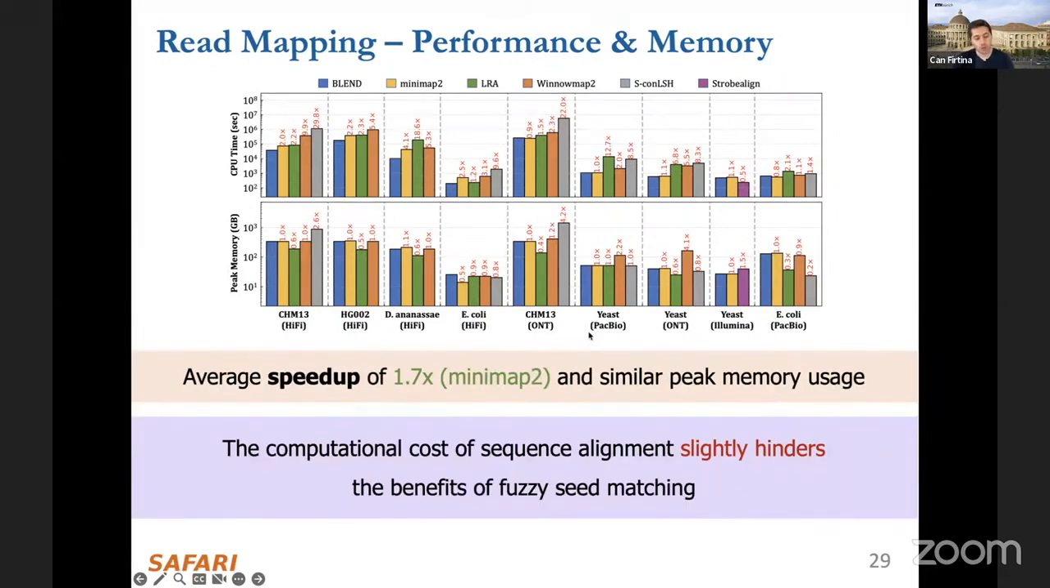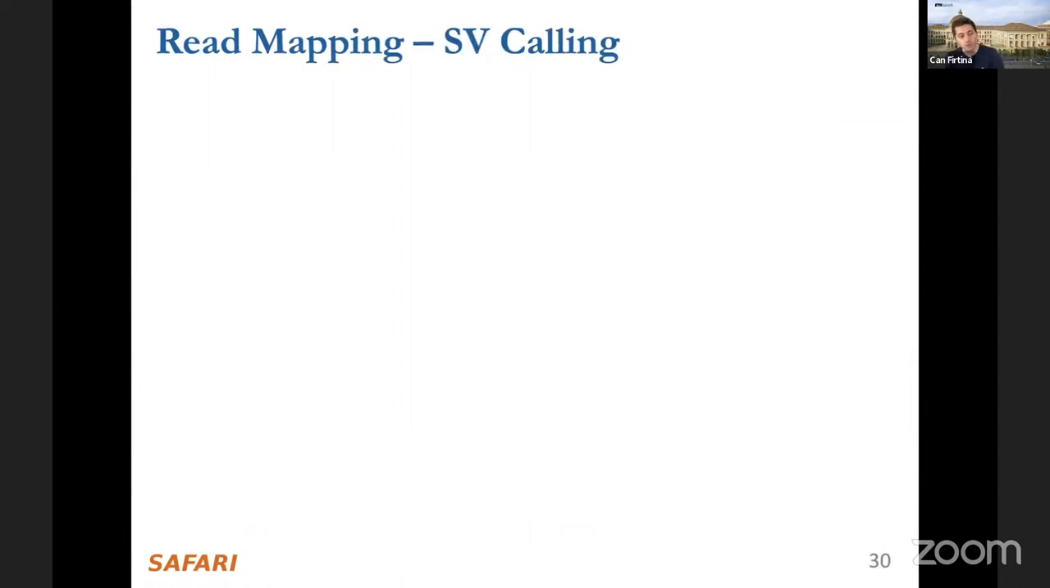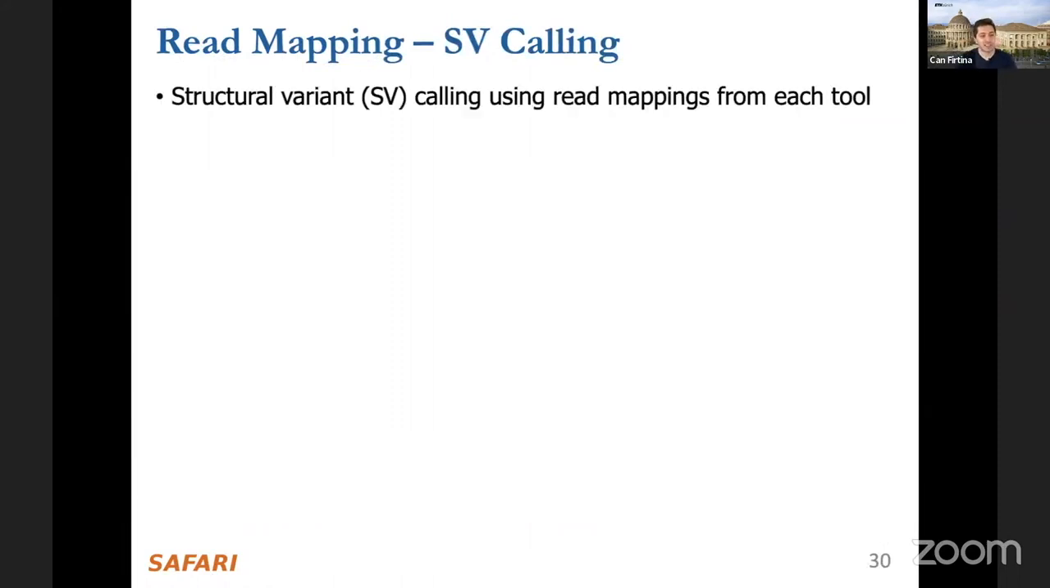And what we see is that the computational cost of sequence alignment slightly hinders the benefits of fuzzy seed matching, because sequence alignment is also a very costly step in genome analysis. So we also do structural variant calling using the read mapping results that we generate using Blend and Minimap2.